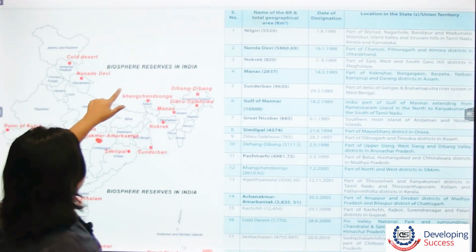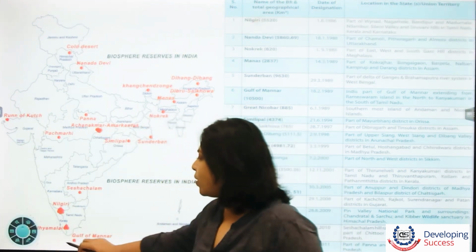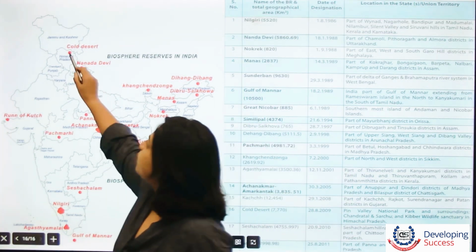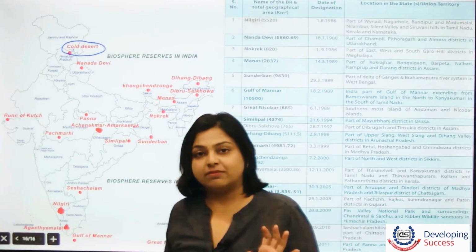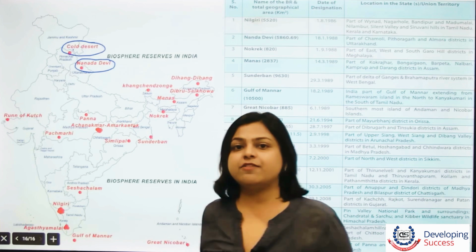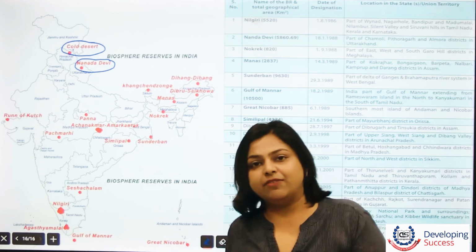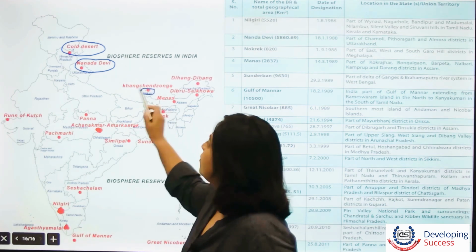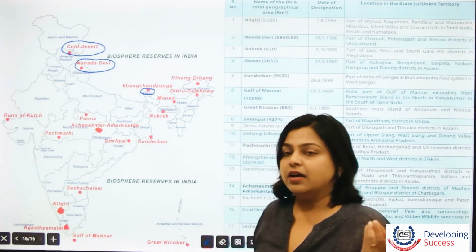Now, there are 18 biosphere reserves in India, and we have to know all of them. You can't skip, because many questions can be asked. So among the 18 biosphere reserves, the first one is the Cold Desert Biosphere Reserve. This is present in Himachal Pradesh. The Pin Valley National Park is in this Cold Desert biosphere reserve. Second is the Nanda Devi Biosphere Reserve, present in the state of Uttarakhand. We have Nanda Devi National Park and the Valley of Flowers National Park in this biosphere reserve. Then in Sikkim we have Kanchendzonga, in the Kanchenjunga hill sector, the Kanchendzonga Biosphere Reserve.